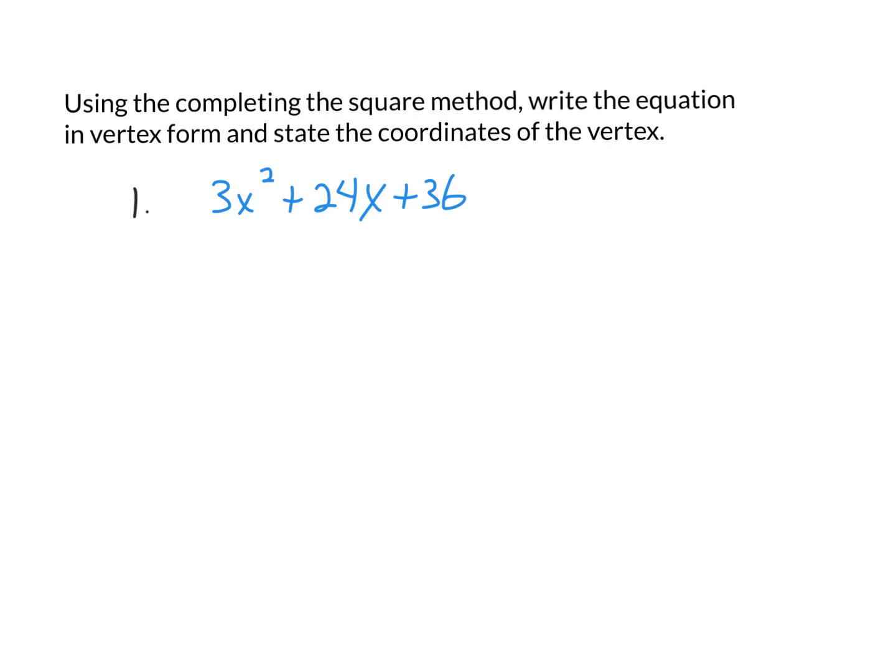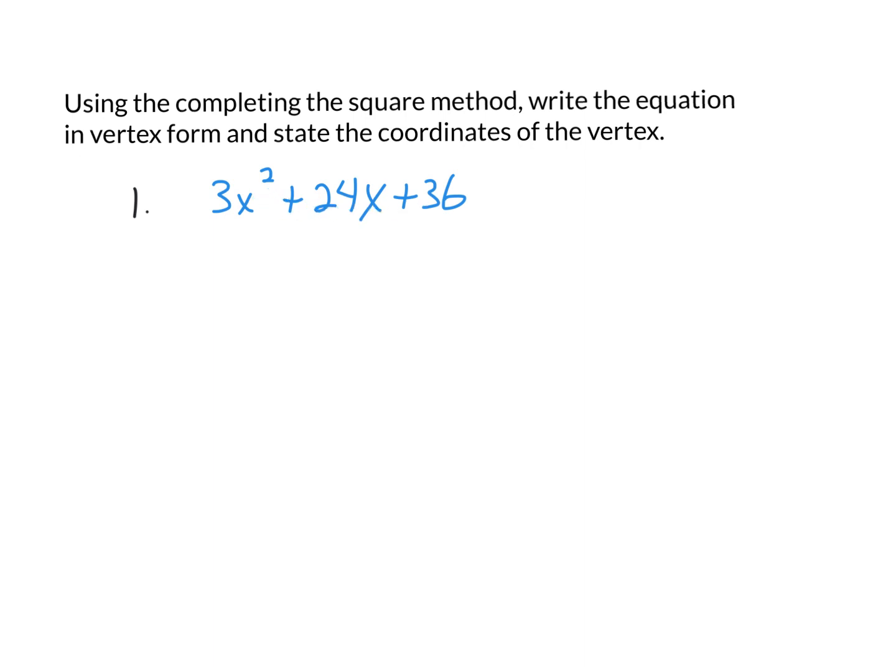In this video lesson, we are going to be using the completing the square method to write the equation in vertex form. Okay, so you see here that we have an equation, 3x squared plus 24x plus 36.